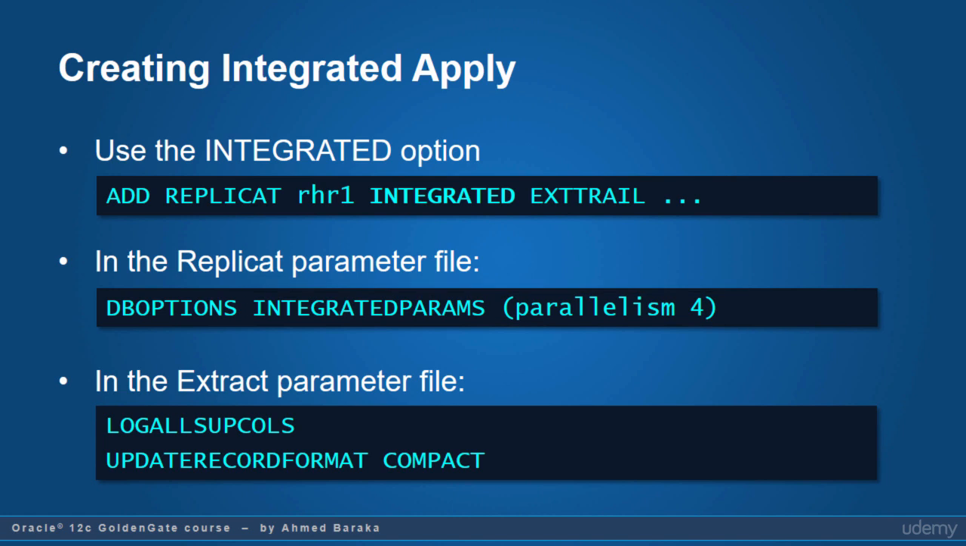In the extract parameter file, you should configure the parameters LOGALLSUPCOLS and UPDATERECORDFORMAT COMPACT, even if it was running in the classic mode. By the way, if you have the integrated apply process running in the integrated mode, it is not mandatory to have the extract process running in the integrated mode as well. It can run in either mode, integrated or classic.